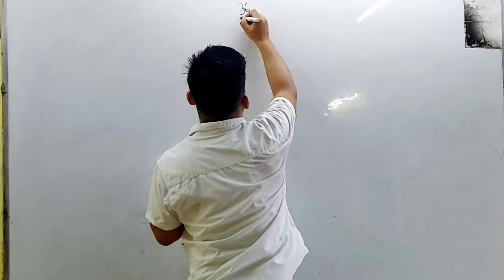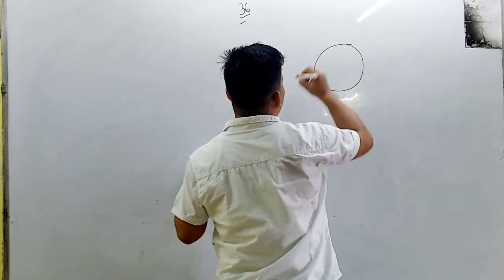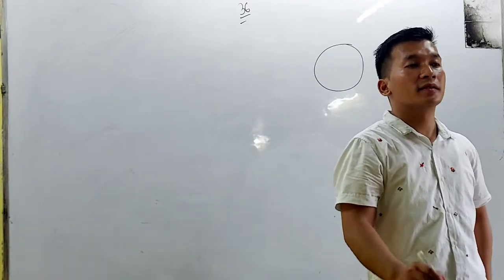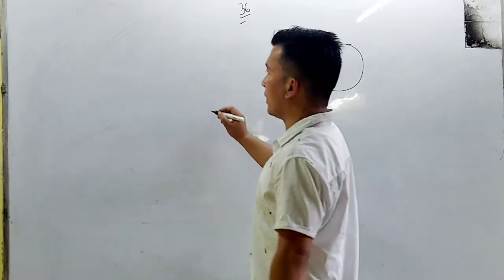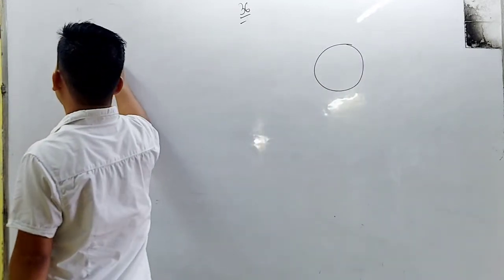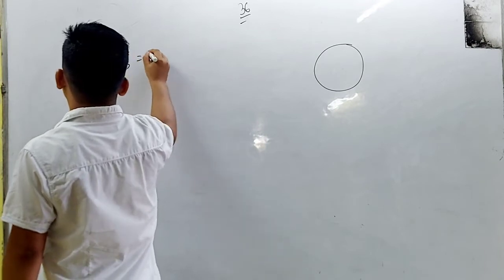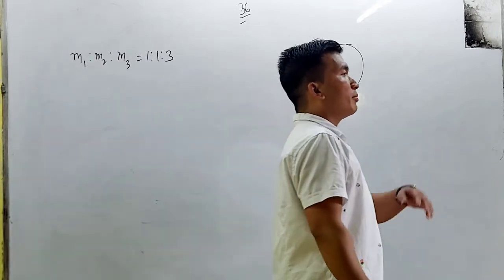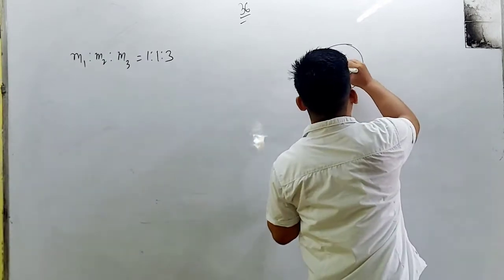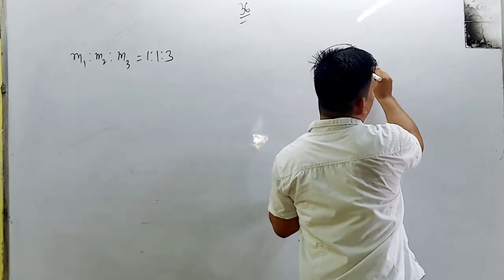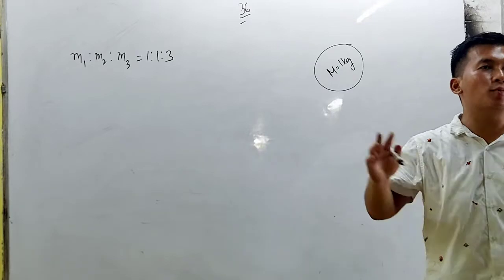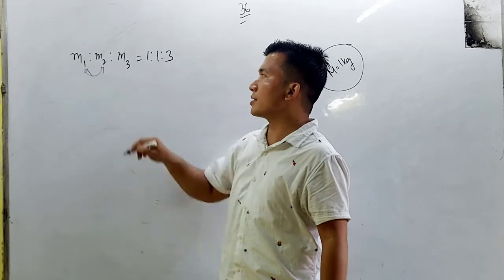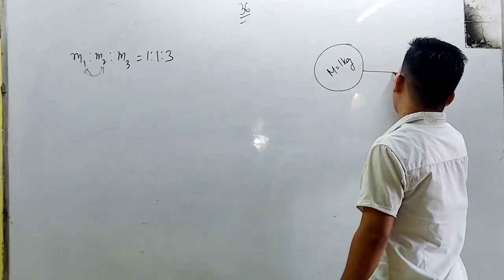Question number 36. Here this is the mass. What are the fragments? What is the ratio of their masses? We have to take this as m1 is to m2 is to m3, 1 is to 1 is to 3. Here what will be the mass of this? M is 1 kg, this is 1 kg. Two identical masses, m1 and m2 are two identical masses.